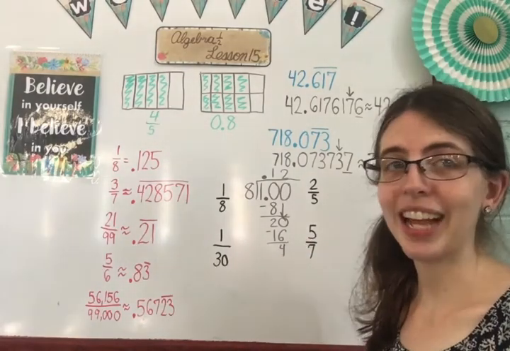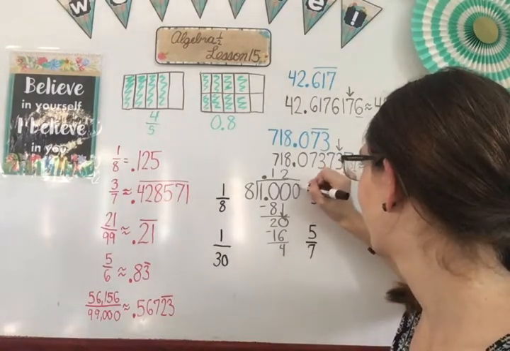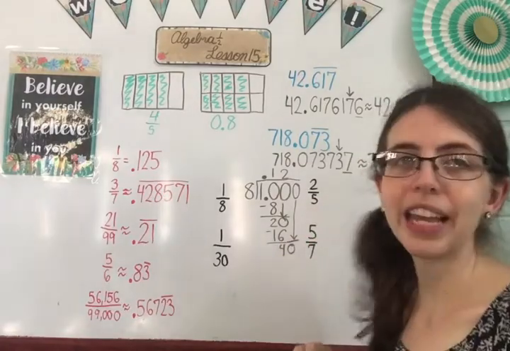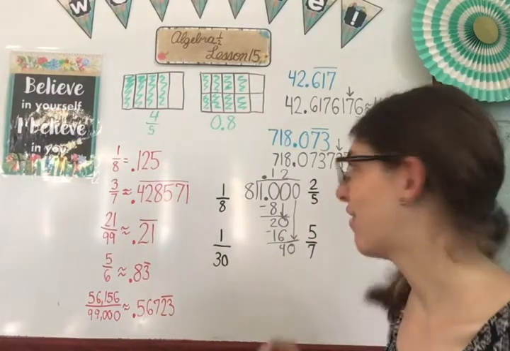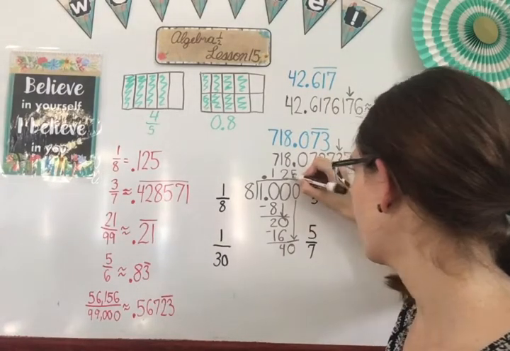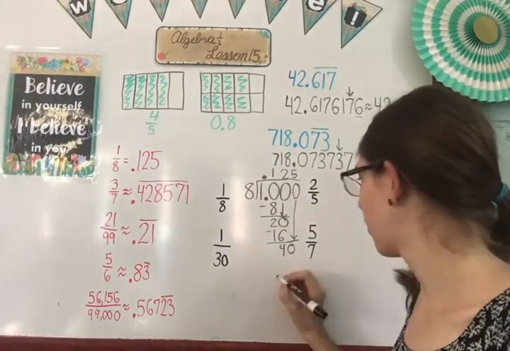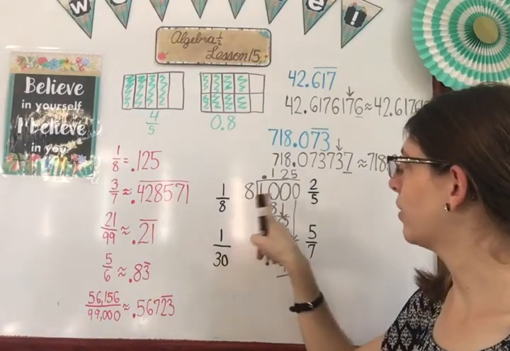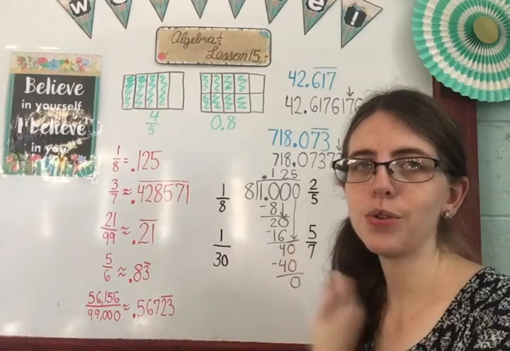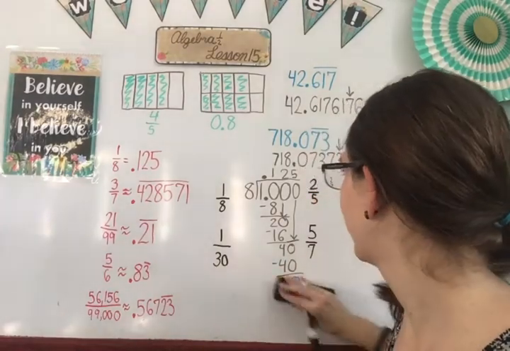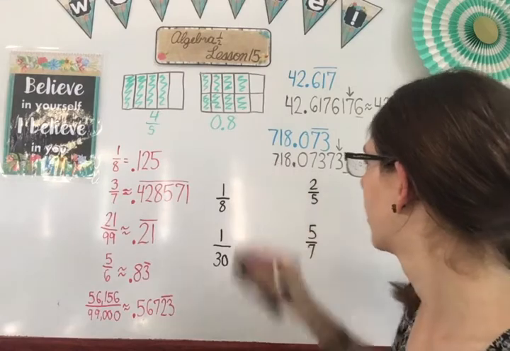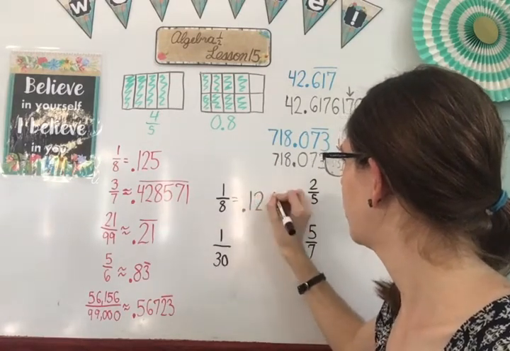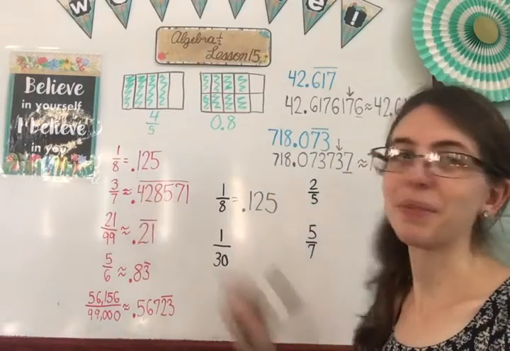So I didn't finish yet, so I need to annex another 0 and bring it down. 8 goes into 40 how many times? 5 times, very good. 5 times 8 is 40. And now I'm done. So 8 goes into 1, 0.125 times. So that's my answer, 0.125, just like we have over here.